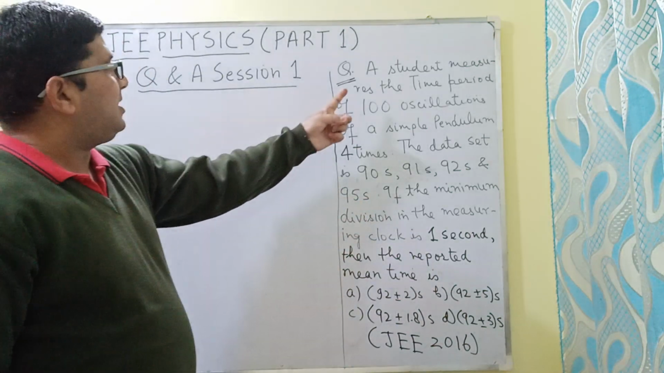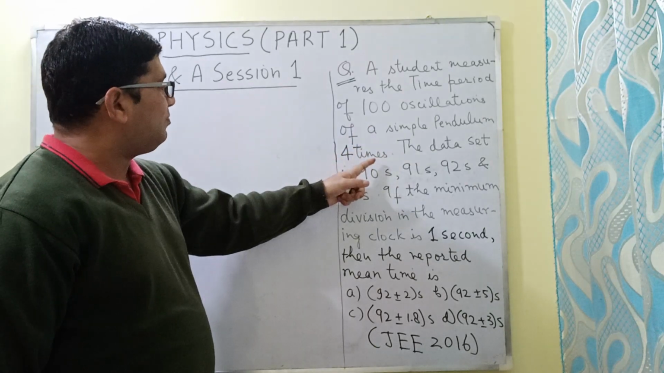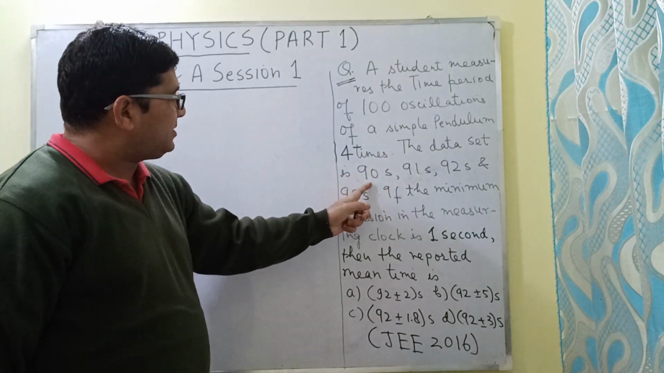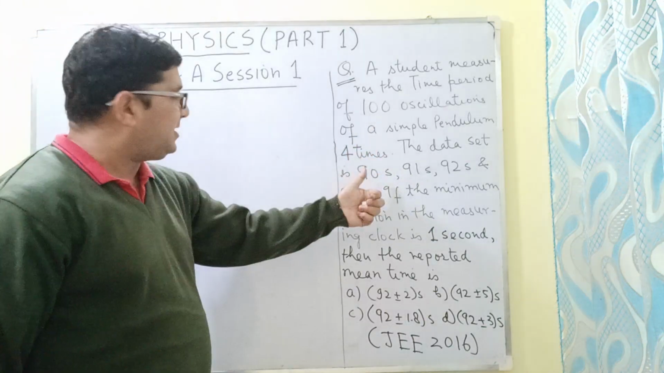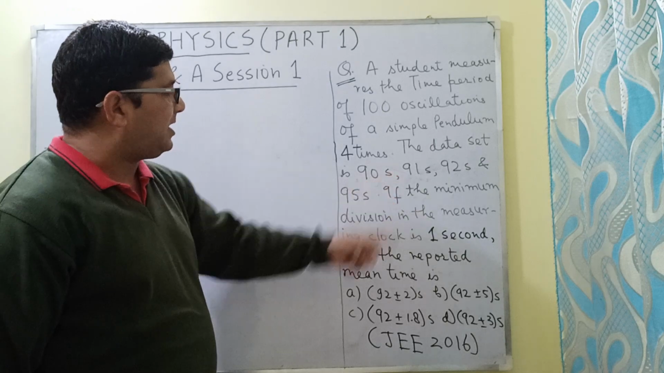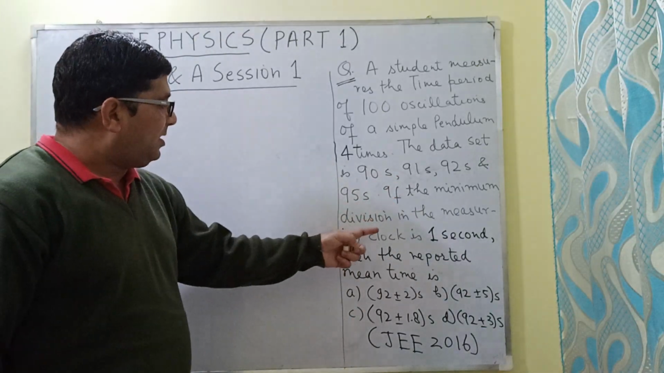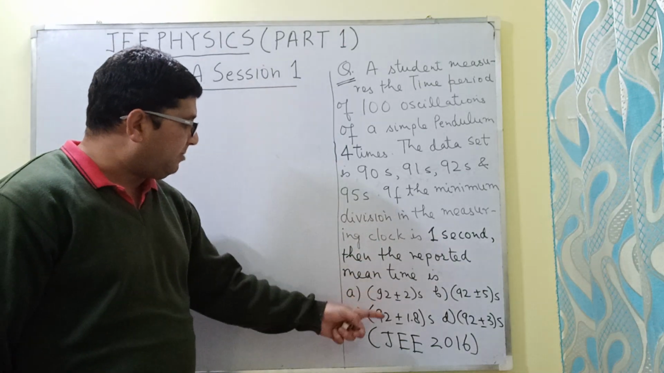Here the question is, a student measures the time period of 100 oscillations of a simple pendulum 4 times. The data set is given here, that is the time period measured by that student is 90 seconds, 91 seconds, 92 seconds and 95 seconds. If the minimum division in the measuring clock is 1 second, then the reported mean time is, so there are 4 options here.